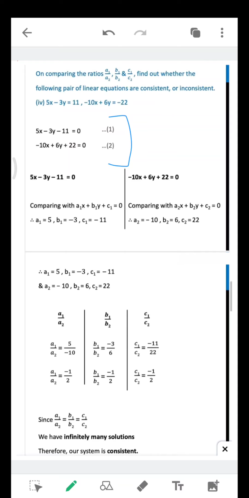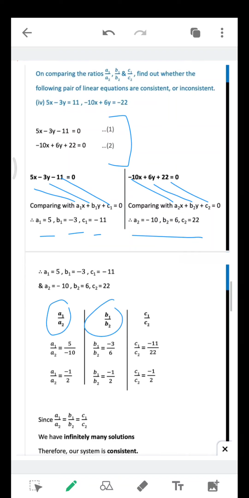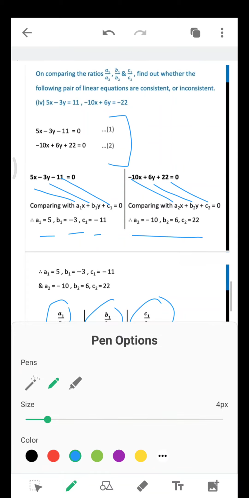Let's compare the ratios, compare the coefficients. Here if I compare, a1 is 5, b1 is minus 3 and c1 is minus 11, and a2 is minus 10, b2 is 6 and c2 is 22. We'll find the ratio again here, a1 by a2, b1 by b2. So let's see what is a1 by a2 here. a1 by a2 is 5 by minus 10, that is minus 1 by 2, b1 by b2 is minus 3 by 6, that is also minus 1 by 2. These two are equal, and let's see c1 by c2, that is also equal to minus 1 by 2. It's amazing. So all the three are equal in this, all three ratios are equal.